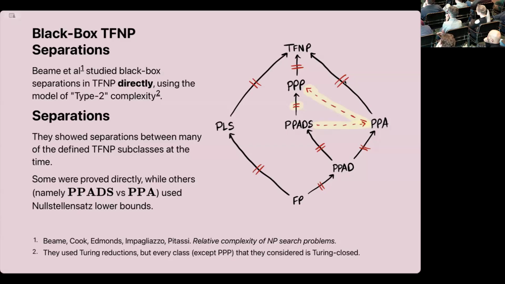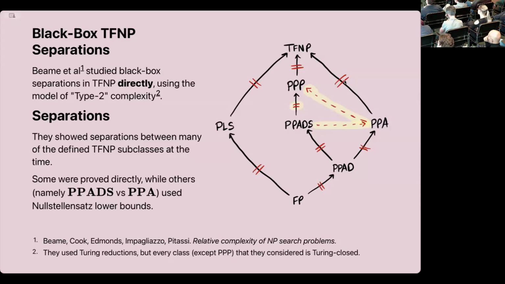Some of these separations in particular were proved directly by looking at oracle reductions to classes and trying to prove direct separations between things. Others, more intriguingly, and in particular this separation between PPADS and PPA, were proved using a Nullstellensatz lower bound.